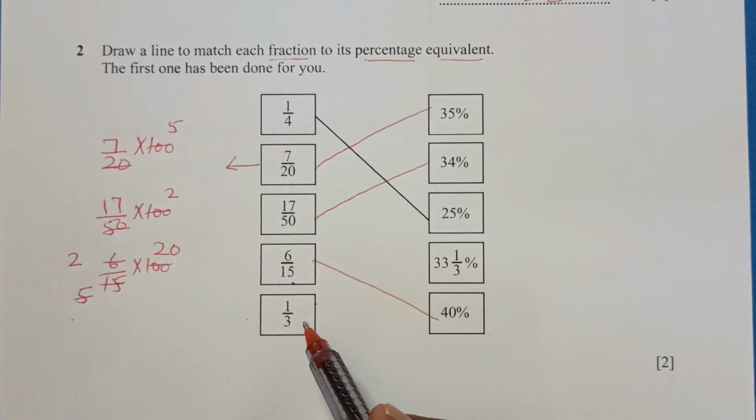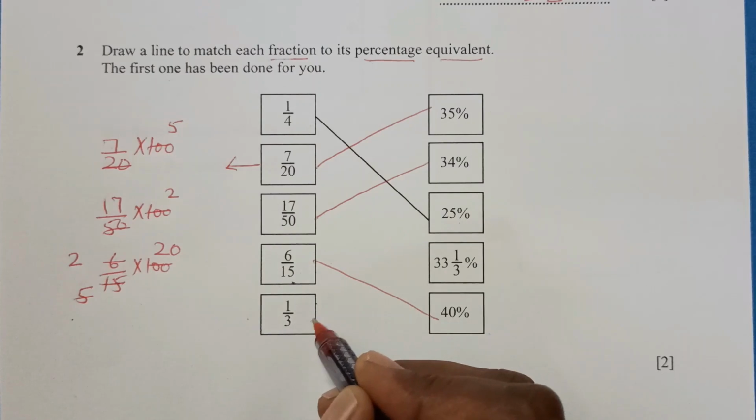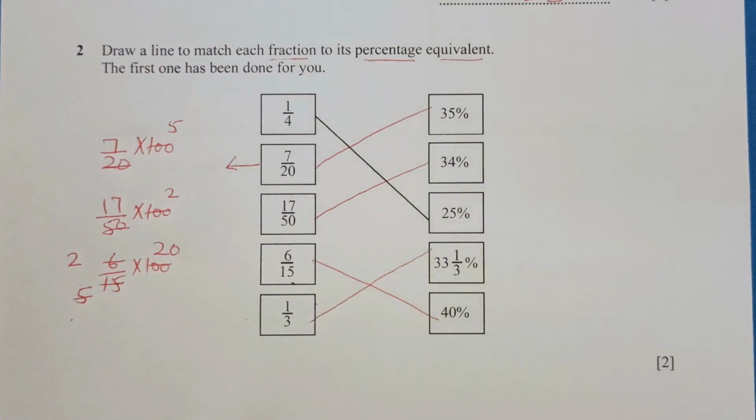So we are left with just 1 here. So this obviously will go with 33.33 and 1 by 3%.